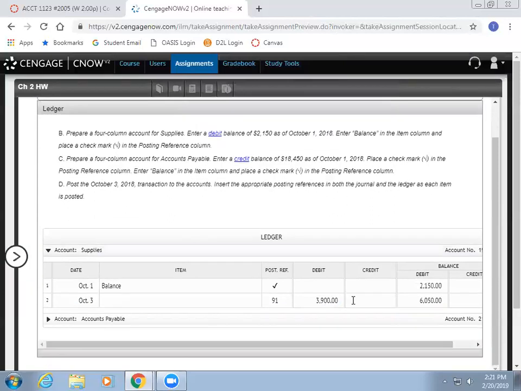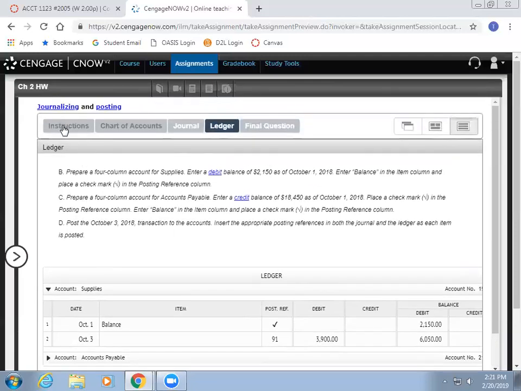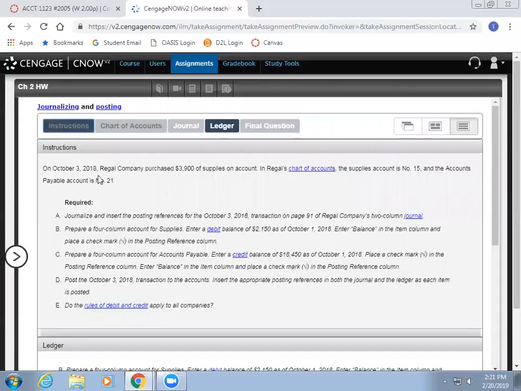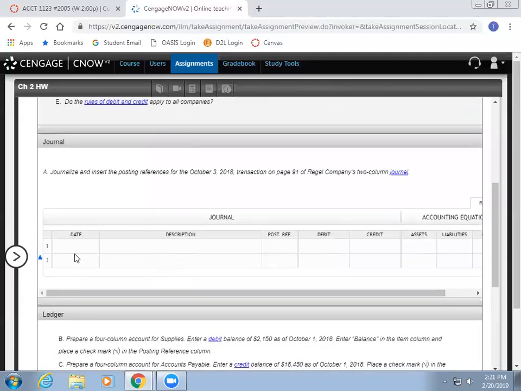Okay, so they told me here, enter a debit balance of $21.50 as of October 1st. So I put the balance there as $21.50. And then I got my other balance from my instructions, because it tells me on October 3rd, Regal Company purchased 3,900 of supplies on account. Okay. And so that's what I should be journalizing.